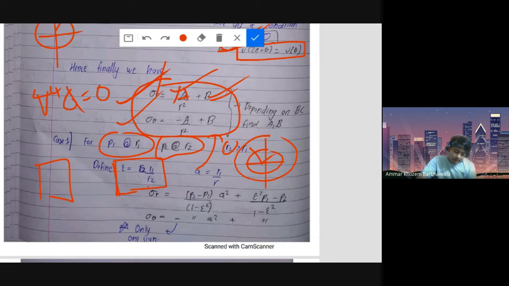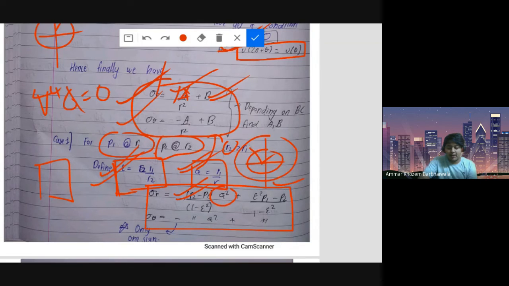In the end we have sigma r as p2 minus p1 upon 1 minus epsilon square, times alpha square, plus epsilon square p1 minus p2 upon 1 minus epsilon square. Here alpha is r1 by r, and epsilon is equal to r1 by r2. By putting in the values of a and b, we get these in terms of the pressure values which we calculated. This perfectly describes the state of stress in the cylinder.